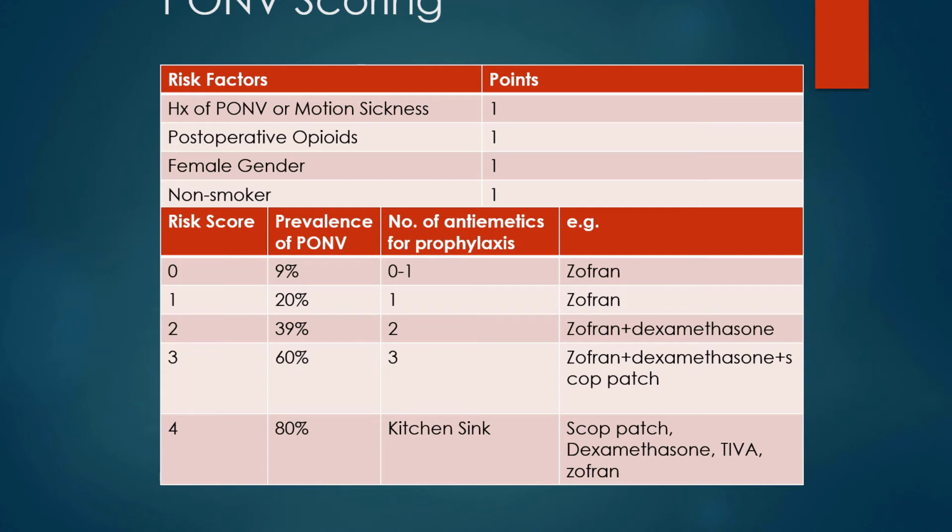If you have three risk factors, your risk of PONV is 60%. So you got to use three. If you have four, which is, in my experience, a significant number of female GYN patients, your risk of PONV is 80%. So use your Zofran, scopolamine patch, Decadron, and do TIVA.